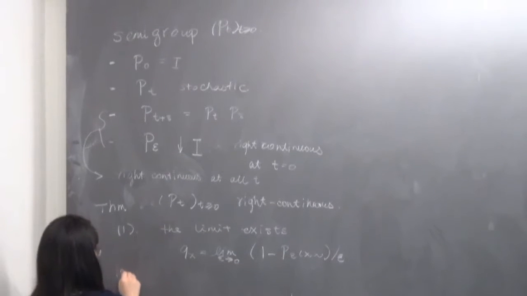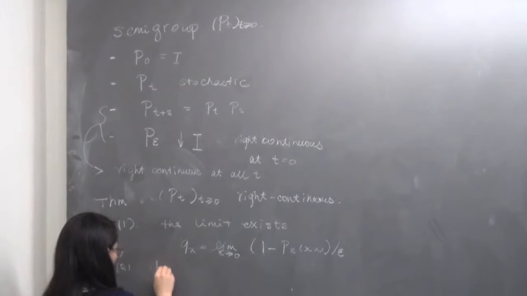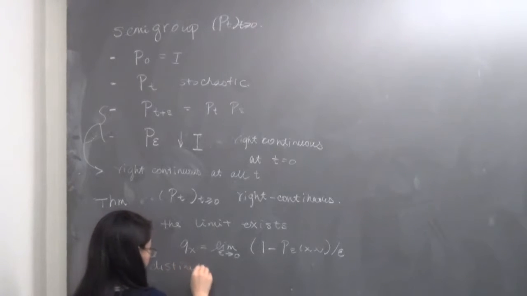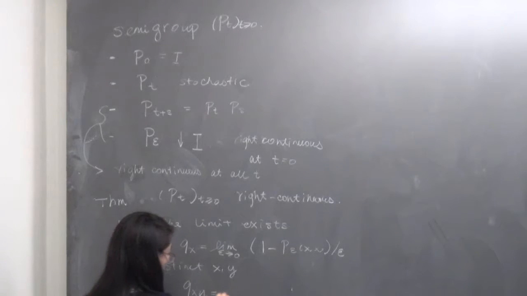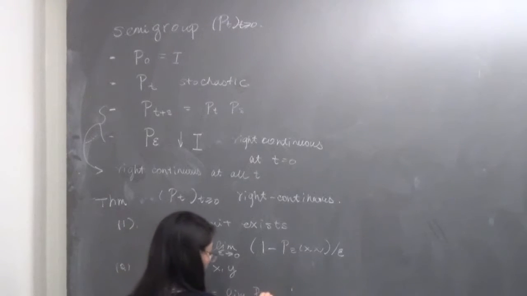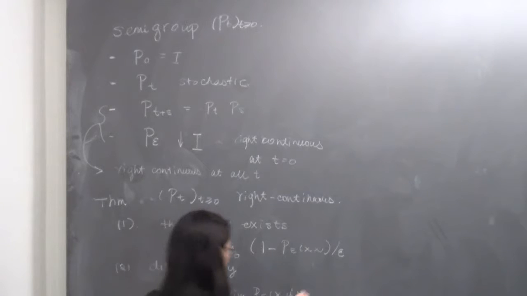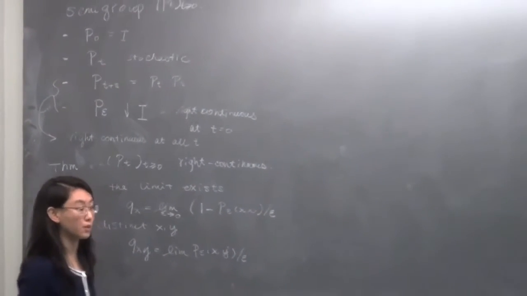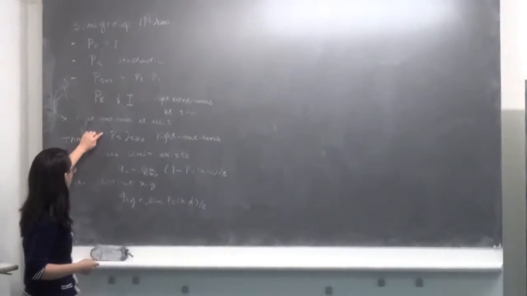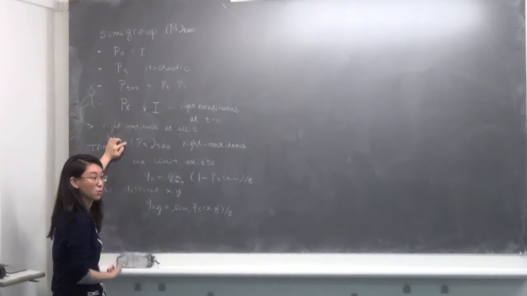And second part, for the off-diagonal terms, so for distinct states x and y, we know that P epsilon(x,y) will converge to 0. And if we normalize by epsilon, then the limit exists. So this theorem roughly says, as long as we assume the semi-group is right continuous, then we can take a right derivative.